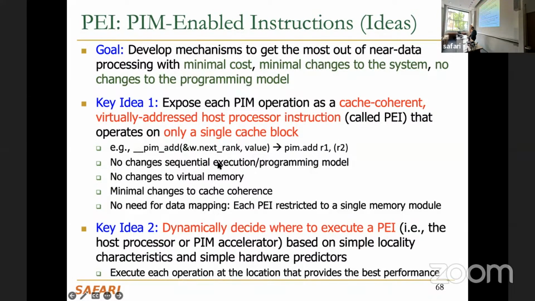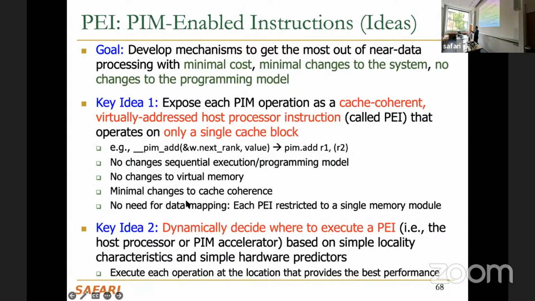And this way, you don't change the sequential execution or programming model. You have no changes to the virtual memory, because you're within a page and you can translate this instruction on the processor side when you execute in the processor. Yeah, minimal change to cache coherence. You will find that in the paper, but very small changes. And there's no need for data mapping in this case.